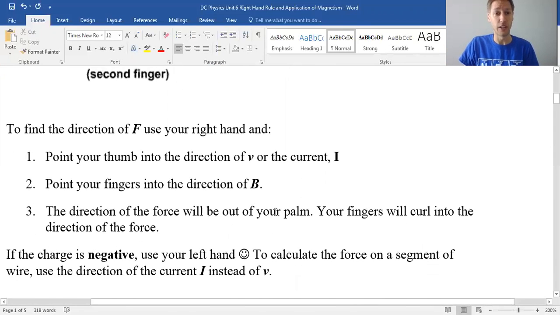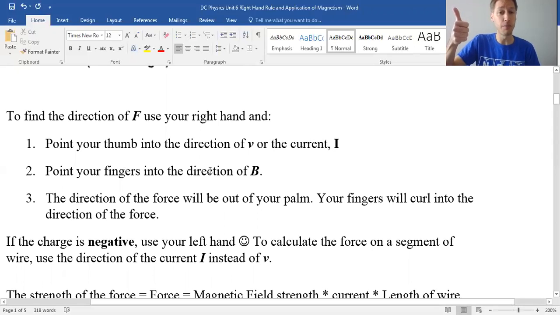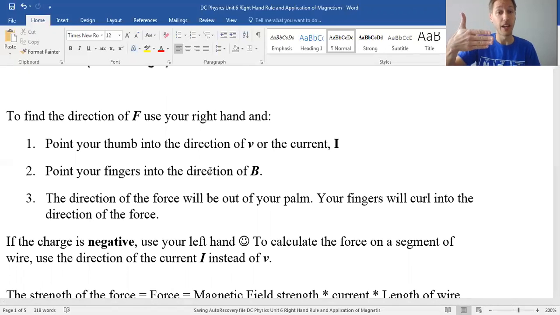All right. So again, this is just in words. The thumb is going to be your current or the velocity of the particle. Your fingers are going to point whichever way the B field, the magnetic field, is, and your palm is going to be whichever way it's going to be pushed, whichever way it's going to be deflected.